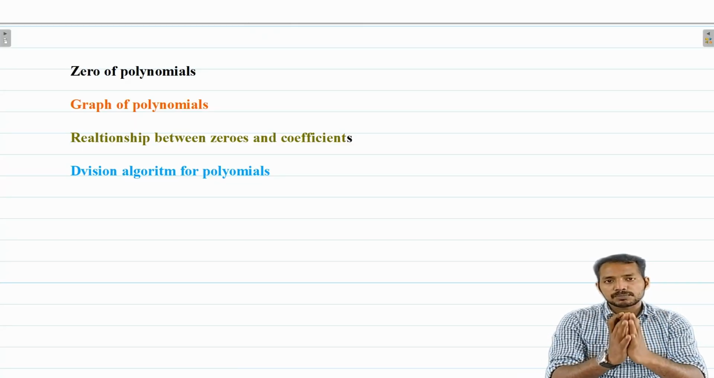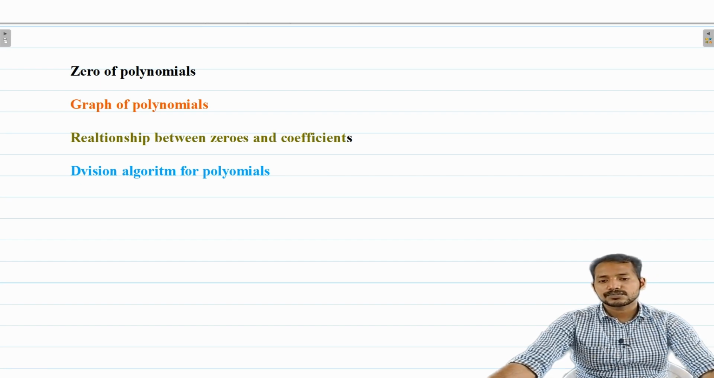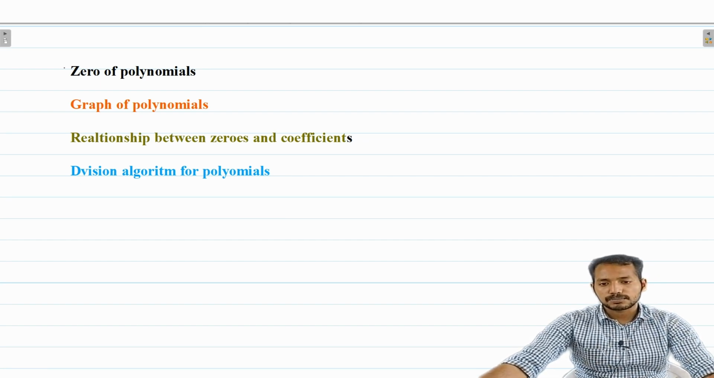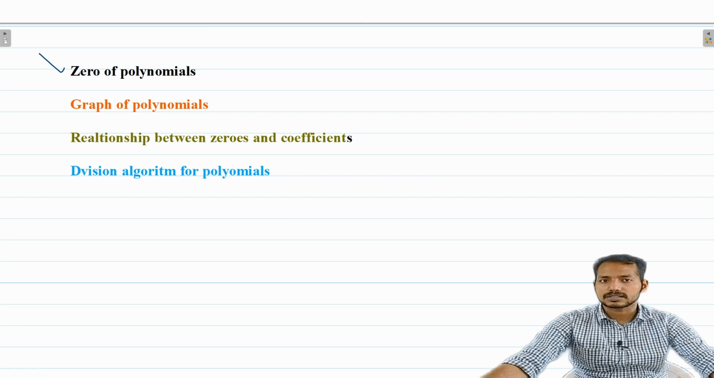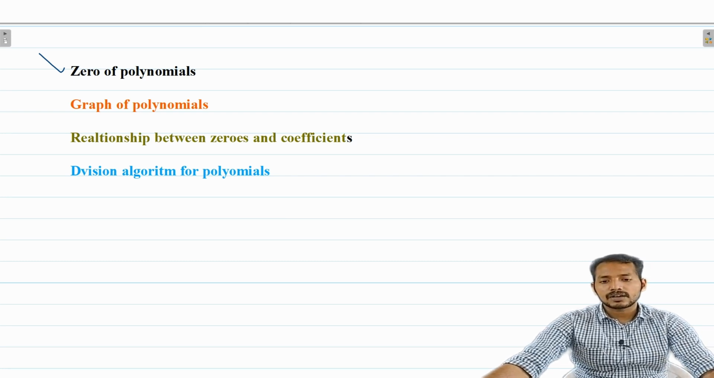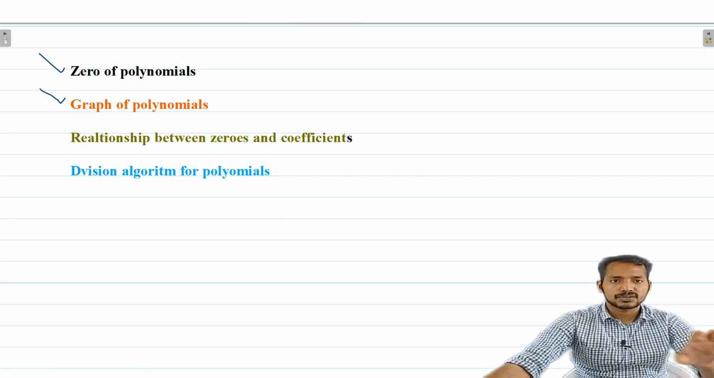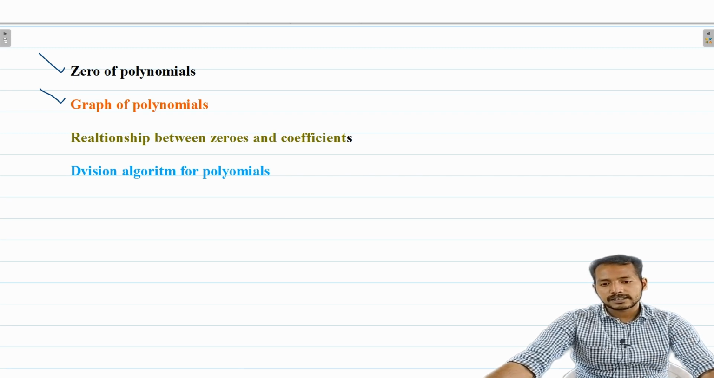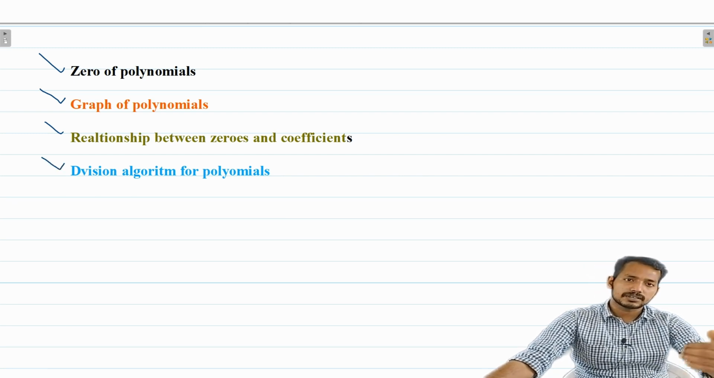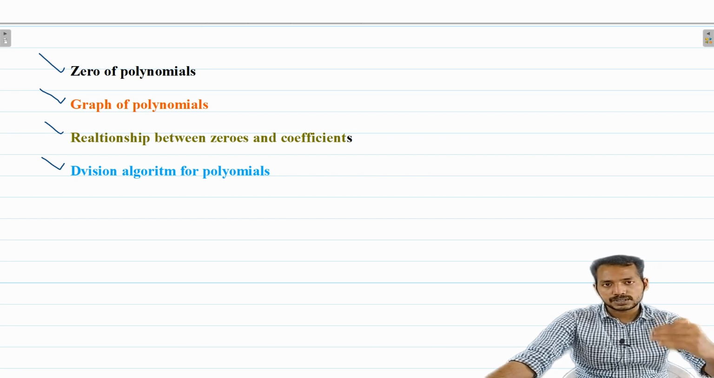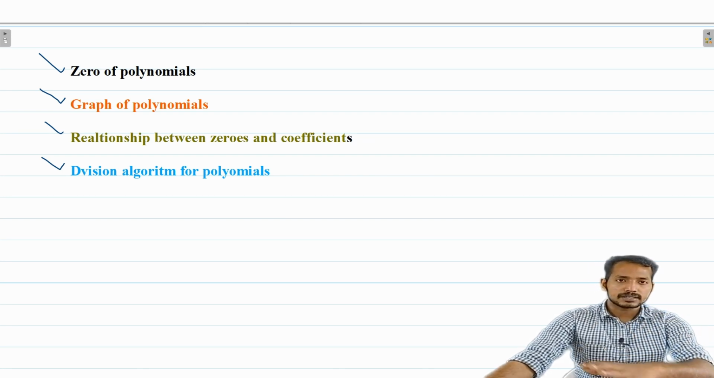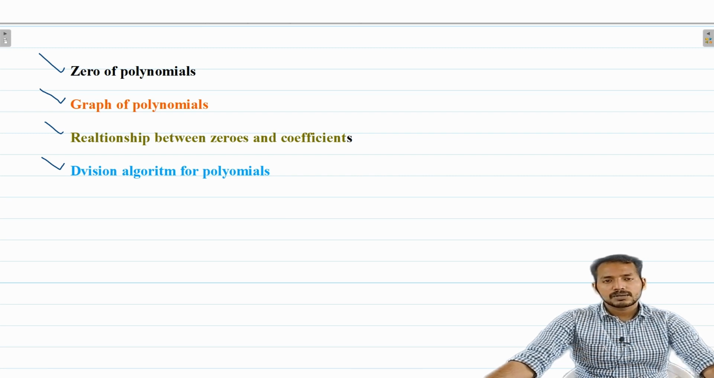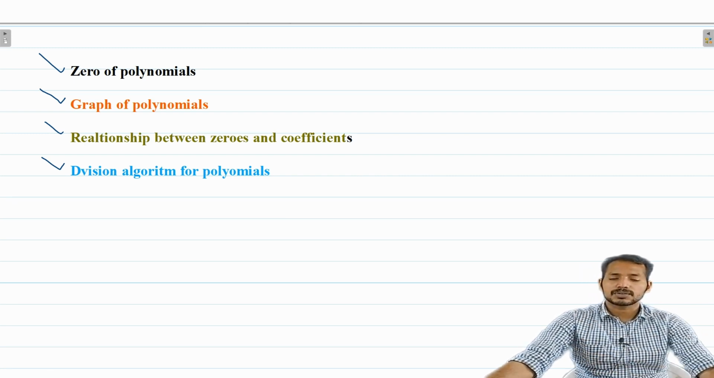There are four main topics we are going to discuss in this chapter. First one is zero of polynomials. This we have also discussed in class 9. And graph of the polynomial, that is a new topic we are going to discuss. And relationship between zeros and coefficients of the polynomial, that is also a new topic. And division algorithm for polynomial, this we have learned in class 9. That is how to divide a polynomial by another polynomial. Okay, but still we will discuss all these topics.